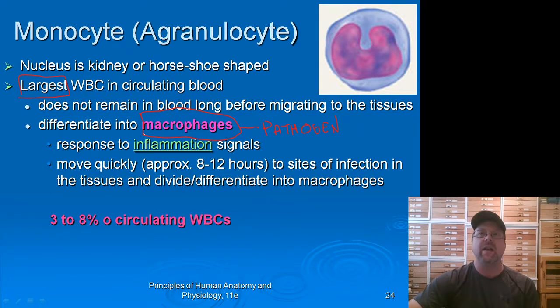Now, macrophages respond to inflammation. So you get a bacterial infection, the neutrophils show up, start attacking it. The basophils are going to say, oh gosh, I got to send out a signal. They're going to cause inflammation. These monocytes come a little bit after, and they're going to respond to that inflammation. It takes about 8 to 12 hours for them to move to the sites of infection and start differentiating and attacking that pathogen. Again, there's not a lot of these in the circulating blood, anywhere from 3 to 8%. It just depends.